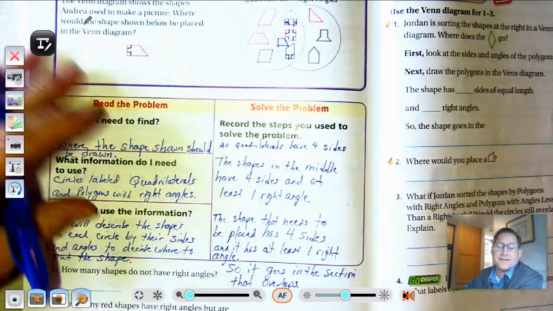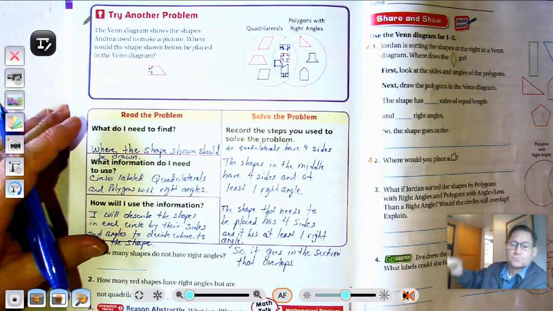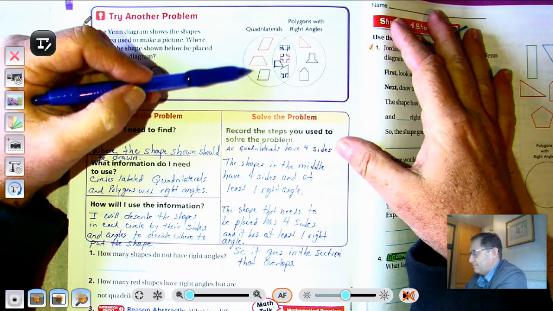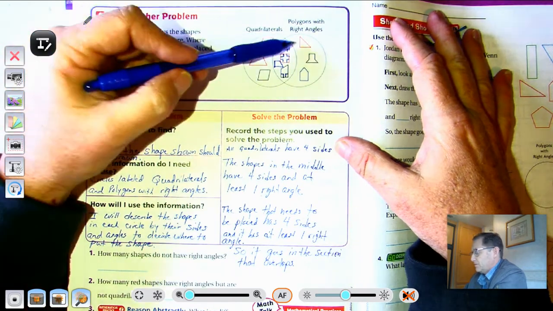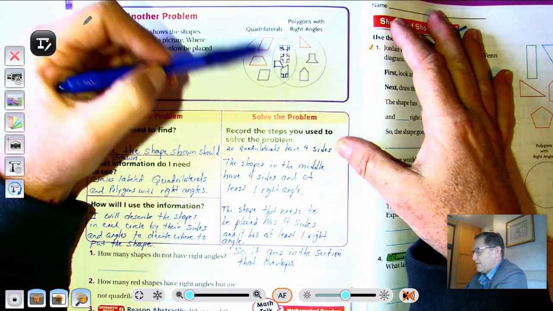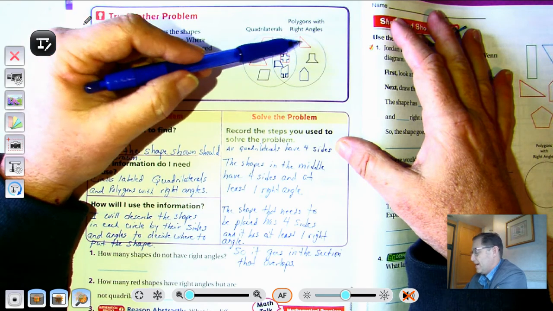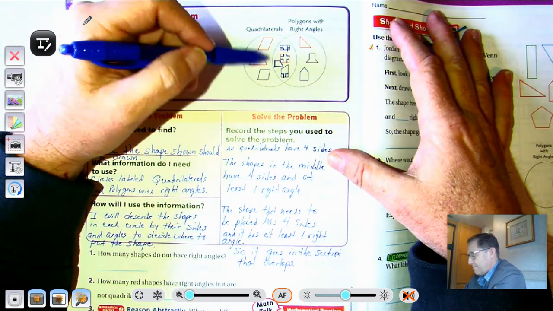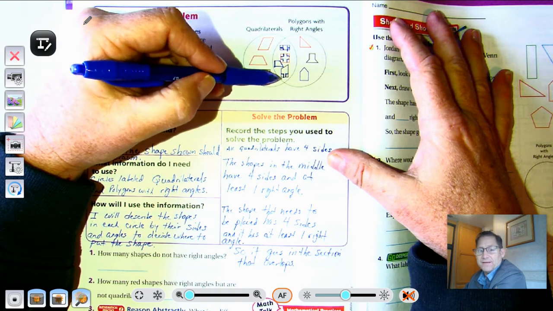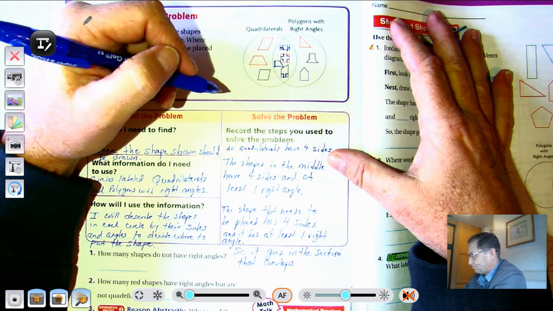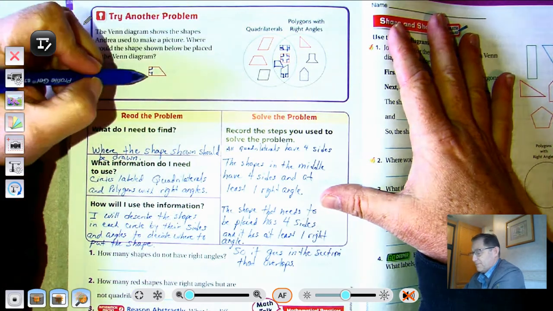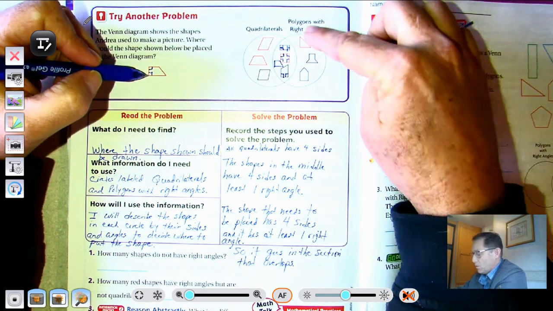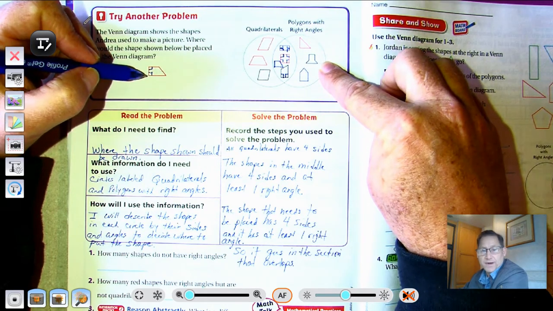Right, so how did we decide where this shape goes? Well, we know that all quadrilaterals have to have 4 sides. Okay, so these shapes over here cannot be in the middle because they do not have 4 sides. The shapes in the middle have 4 sides, and they also have at least 1 right angle. This shape that needs to be placed has 4 sides, so it won't go in the polygons with right angles.